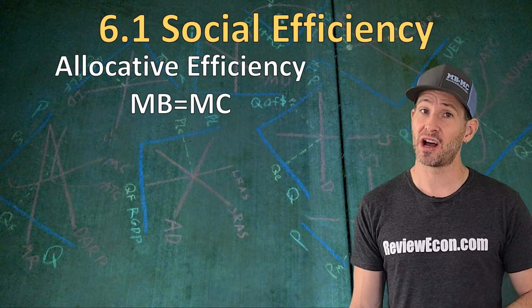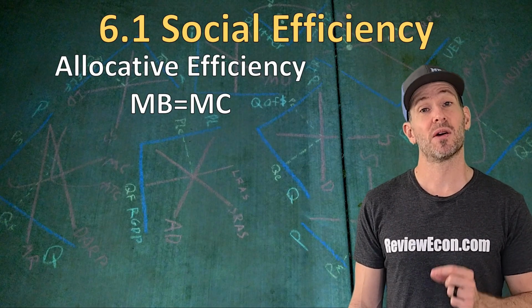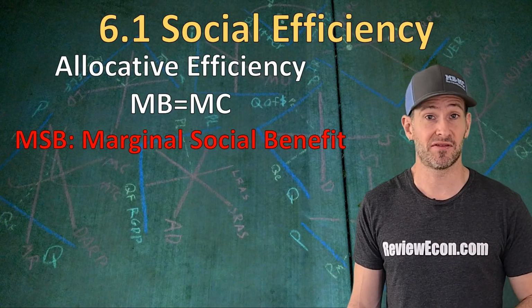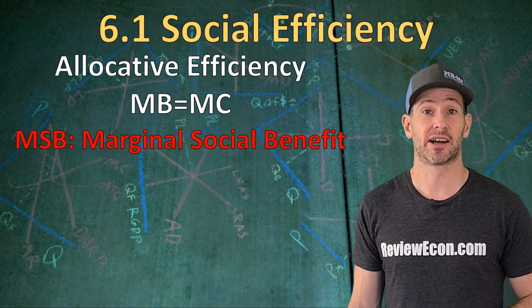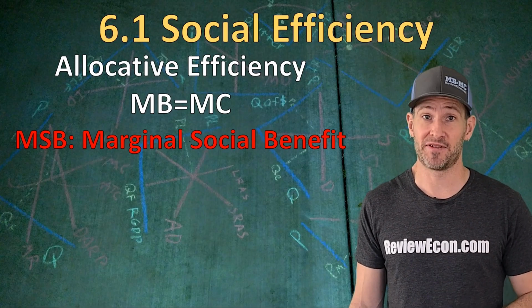In this unit, we're not just going to focus on the marginal cost generally and the marginal benefit generally. We're going to be looking at the marginal social benefit. That's the benefit of a product to the entire economy, not just for the people buying it, but for anybody else that benefits may fall upon.